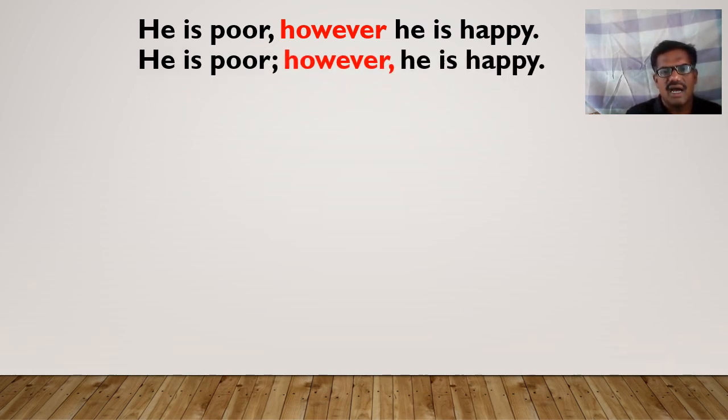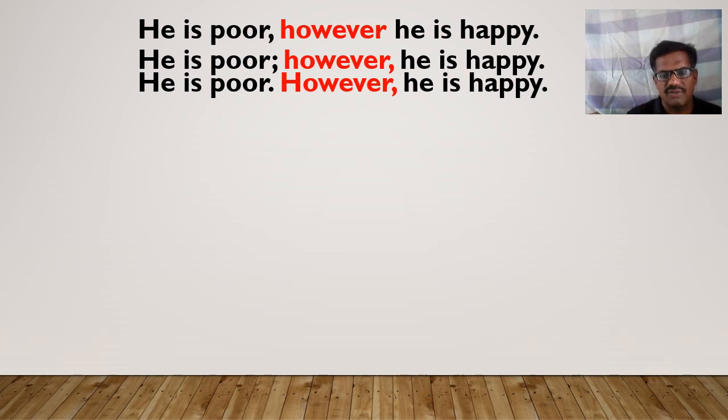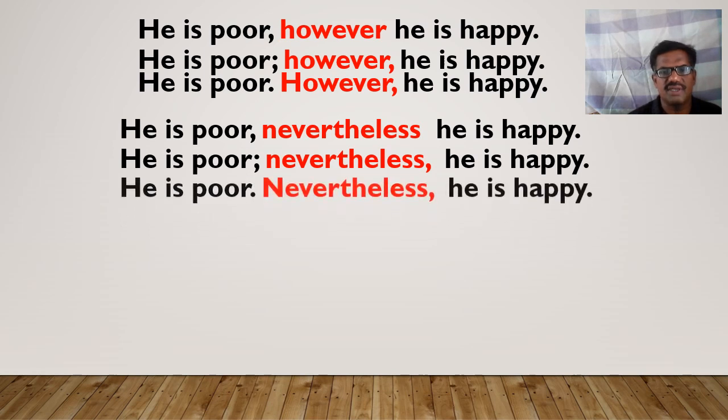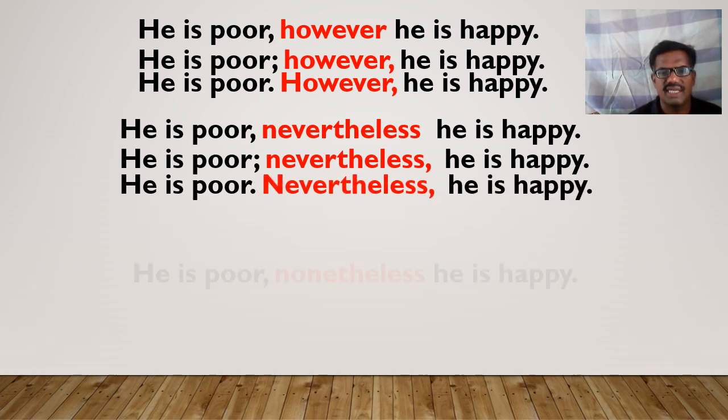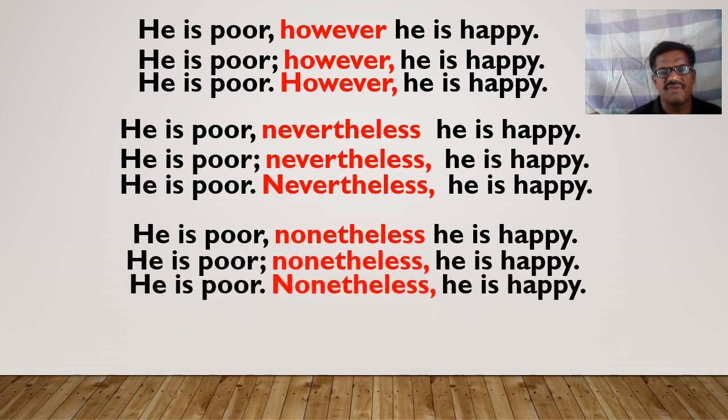In the second sentence, however is considered to be the conjunctive adverb. That is the reason it is preceded by a semicolon and followed by a comma. And the other alternative form of the however is in the third sentence. Here it introduces the second occurring sentence, that is he is happy, but here it is separated by a comma. In the same way, nevertheless can be used. Similarly, nonetheless can be used in the same way.